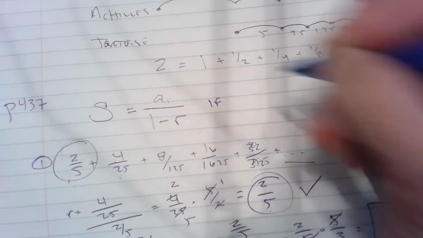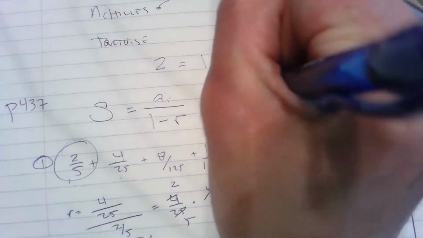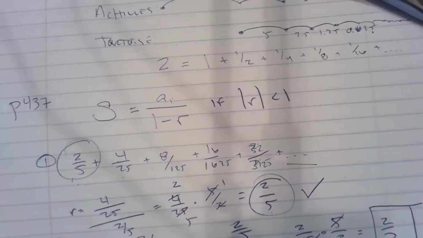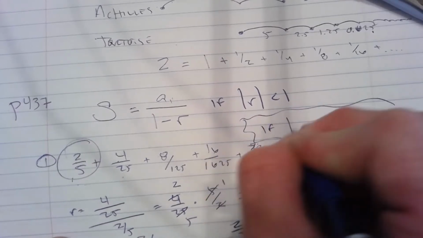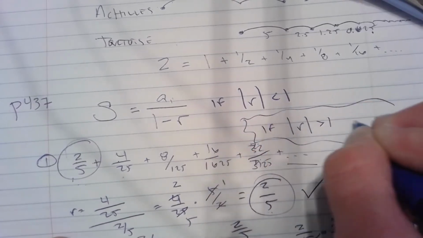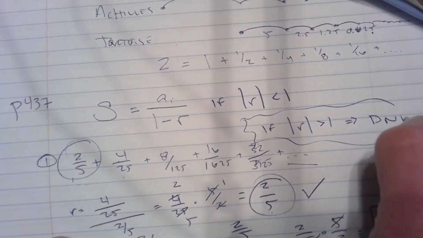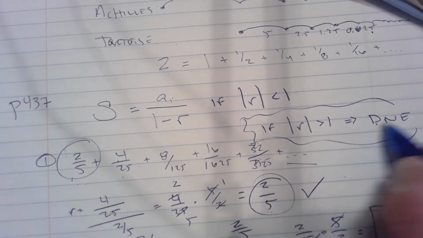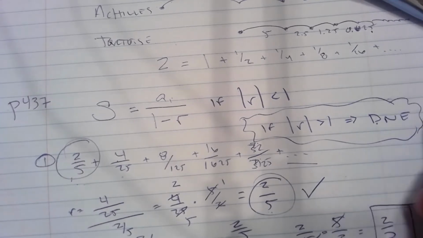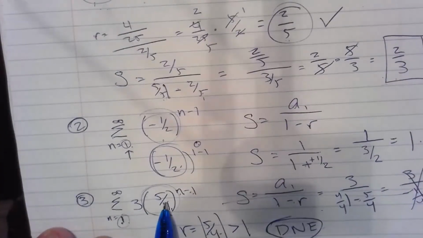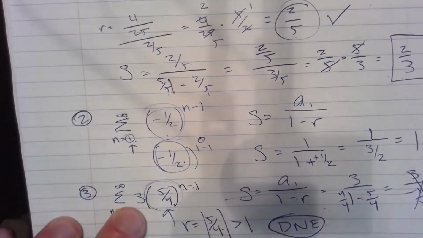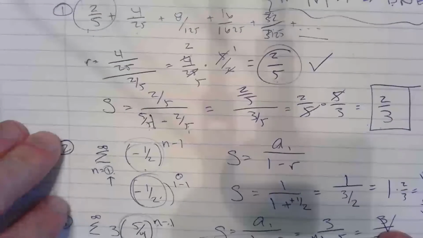In fact, let me go back up here. That's if the absolute value of the common ratio is less than 1. Because if the absolute value of the common ratio is greater than 1, then it does not exist. There's no sum to the infinite series. Does not exist. Okay? So number 3, I actually did too much work because I didn't make the connection in my head that 5 over 4 is bigger than 1, so it doesn't exist. Alright, let's try one more.